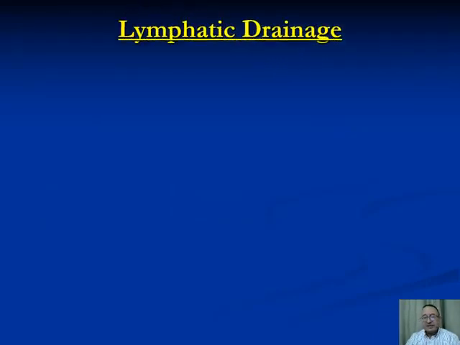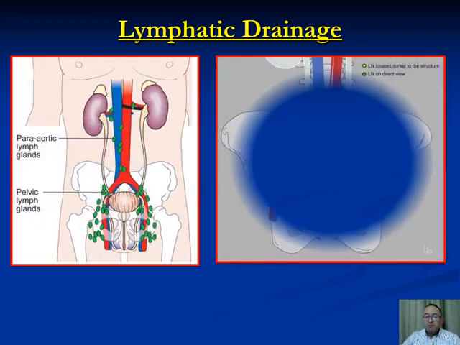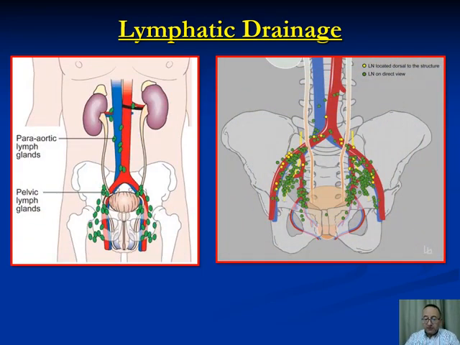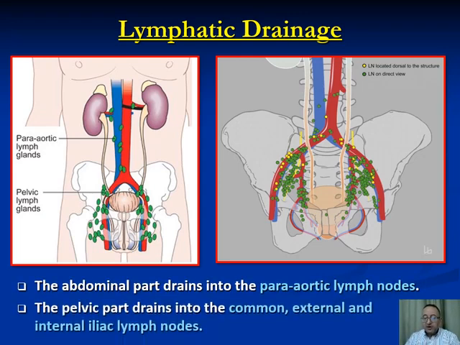What about the lymphatic drainage of the ureter? It is one on each side of the abdominal aorta. So, its lymphatic drainage is into the para-aortic lymph nodes. In addition, its pelvic part drains into the common, external and internal iliac lymph nodes.